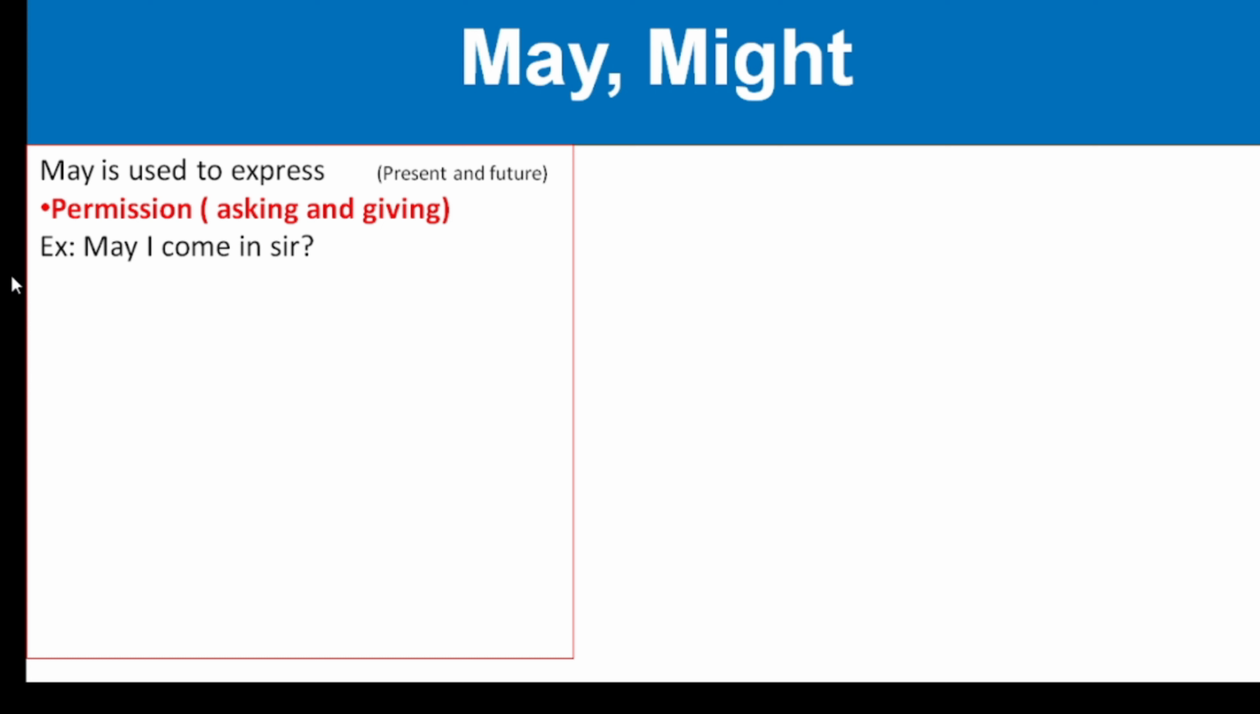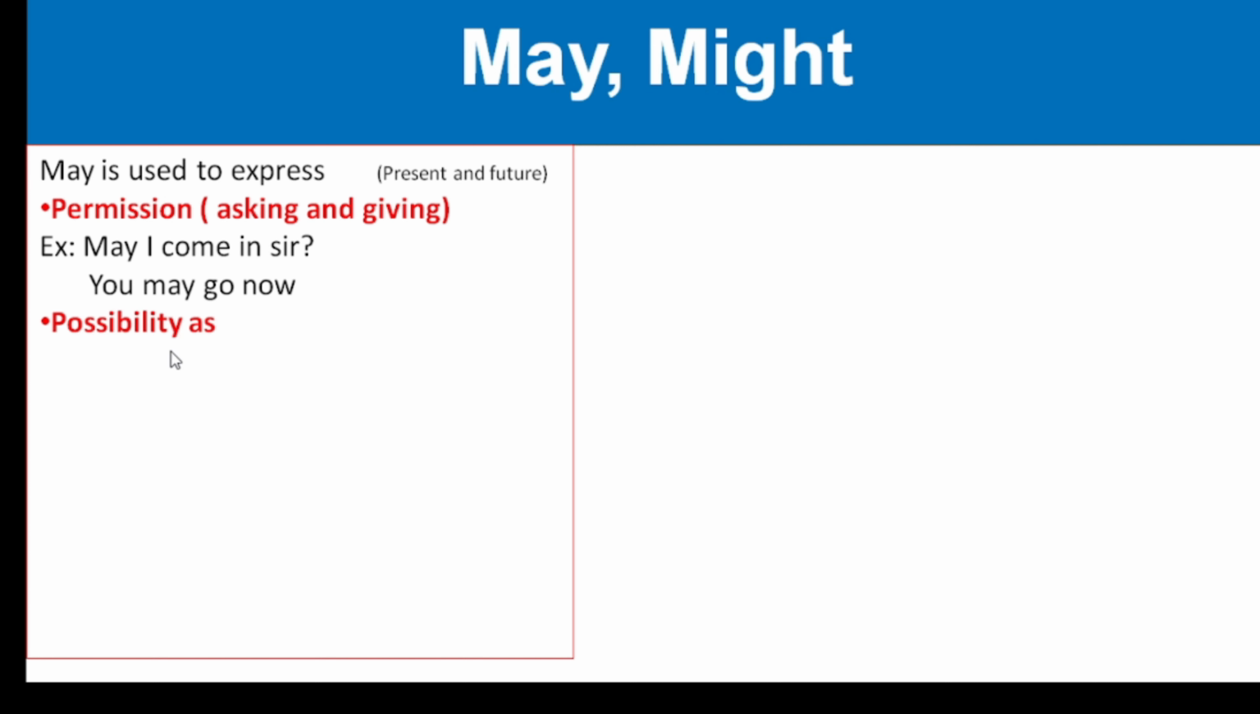Now look at the other auxiliaries, that is may and might. Here may is used to express again the present and the future tense. For asking permission we use may. We are all very much familiar with this sentence. We all have used it and we continue to use it. May I come in, sir? May I come in, ma'am? So this is asking permission from someone. How can you give the permission? Yes, you may go now or you may come now.